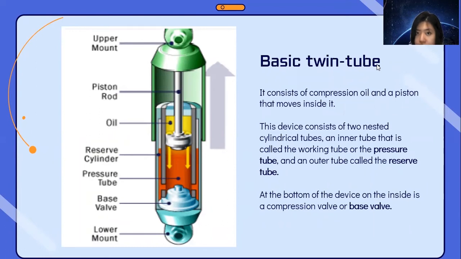The last component is the base twin tube. This device consists of two tubes. As you can see, this is the inner tube, or we can call it the pressure tube, and the outer tube we can call the reserve tube. At the bottom of the device, on the inside, is a compression valve or gas valve. It also contains compression oil and a piston that moves inside it. So it means the body of the shock absorber.